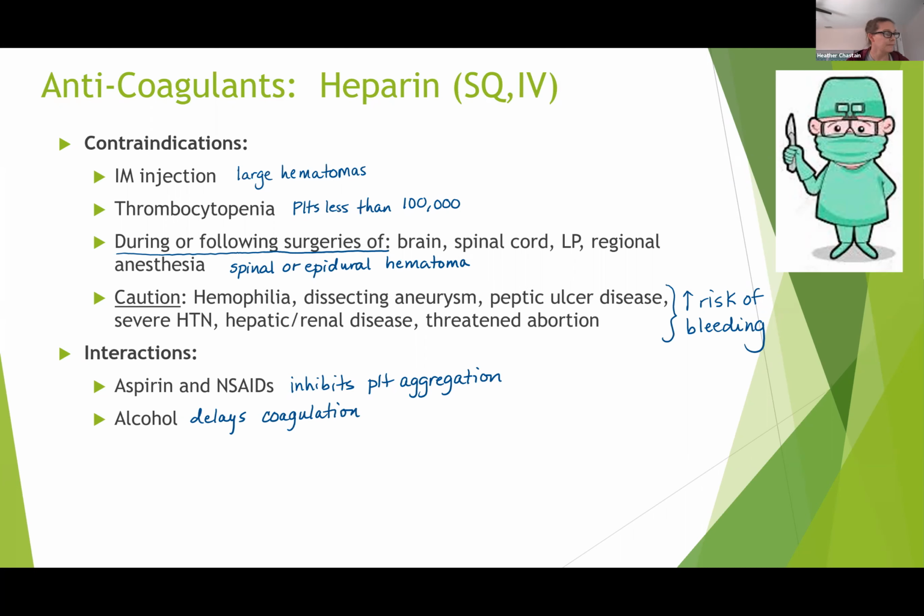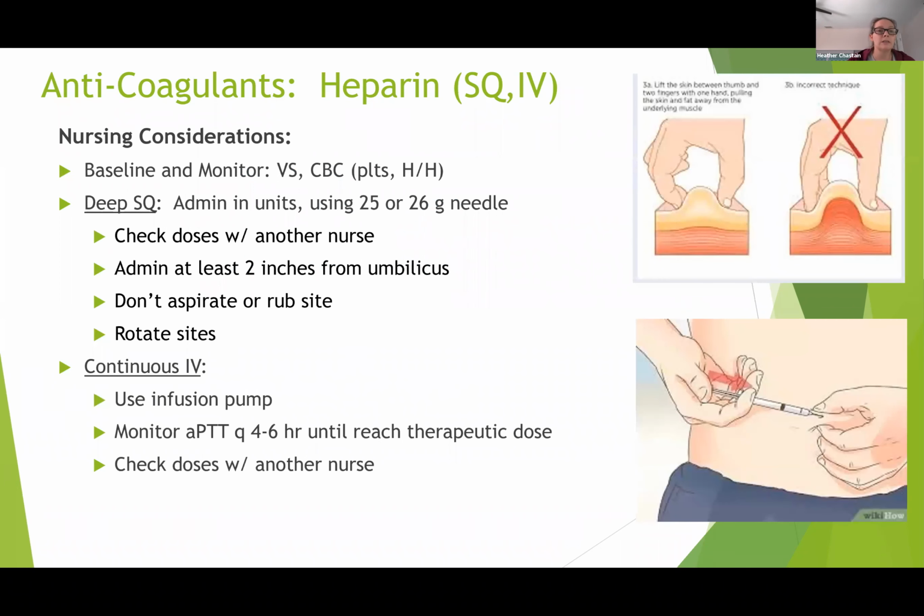Okay. So our nursing considerations, we want to do a baseline and monitor vital signs, CBC, which is going to give us our platelets and our hemoglobin hematocrit. You want to give deep sub-Q, administer in units, okay, using a 25 or a 26 gauge needle, which is tiny, for a reason, so that we don't cause bleeding at the site, or we don't cause a hematoma at the site either.